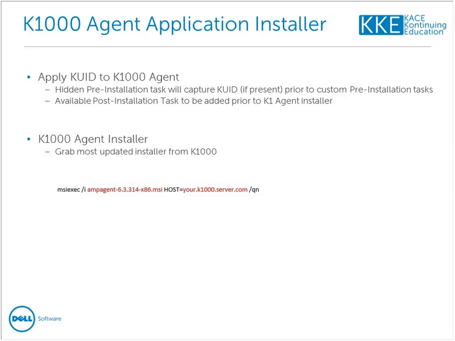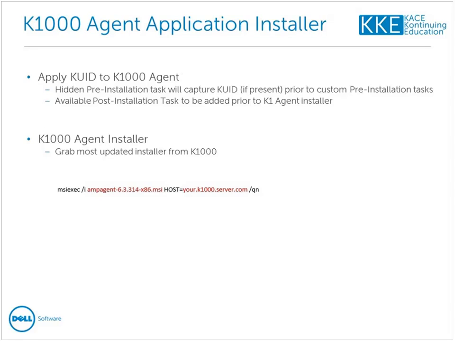And then when we install the K1000 agent itself, the first thing you always want to make sure is that you're using the most up-to-date installer. Why make the K1 do more work than it needs to do? If you have an installer going, let's give it the most current one that the K1 can do so that we don't have to wait for any deployments to work with it.